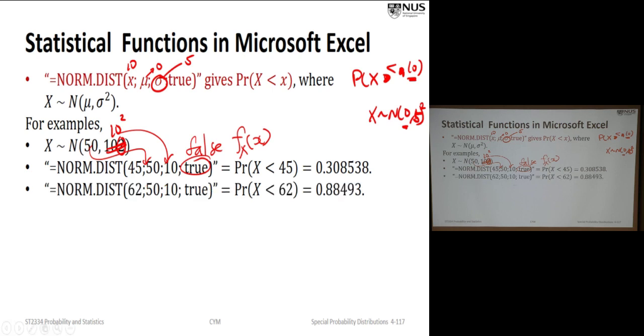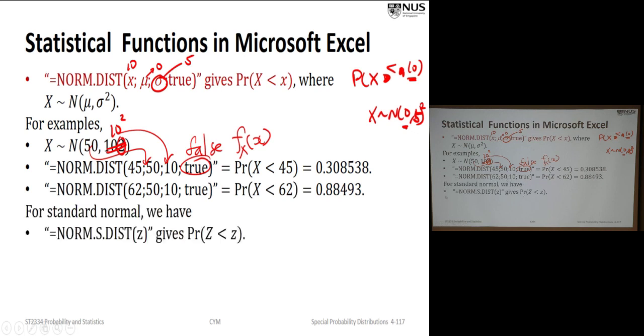All right, so this is just another example. And for standard normal, you can forget about it. This one is good enough. It just has a function that works for standard normal. That means it's understood that the mean is 0 and the standard deviation is 1. So you just put 0 here and put 1 here, then you get what you want. All right? Okay.